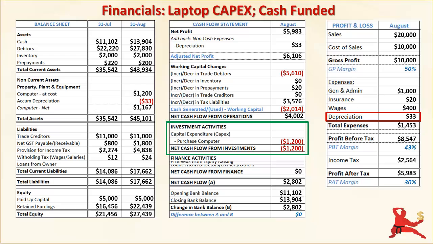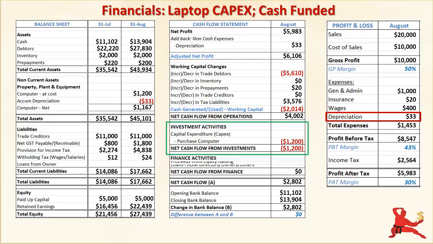Let's have a look at what happened with the cash flow in month 8. First, let's deal with the purchase of the computer. The purchase shows up as capital expenditure of $1,200 under investment activities in the cash flow statement. This is a cash outflow. The business used its own cash to pay for this, so nothing appears under financing activities.